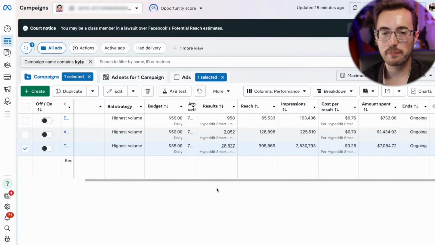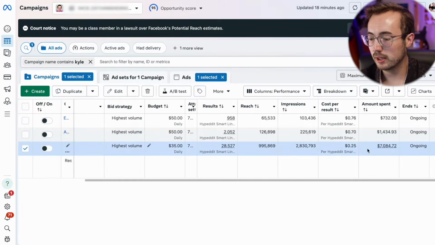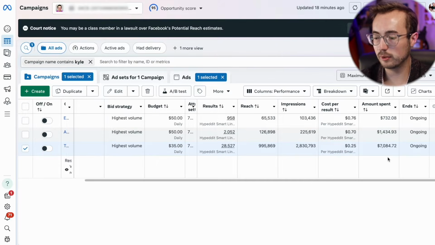All right, guys, so I've got the Meta Ads Manager open. The one that we're going to be talking about today is this very bottom one here. And you can see just at a glance, at the high level campaign level, the total amount spent on this campaign was $7,084.72, and that's in US dollars.